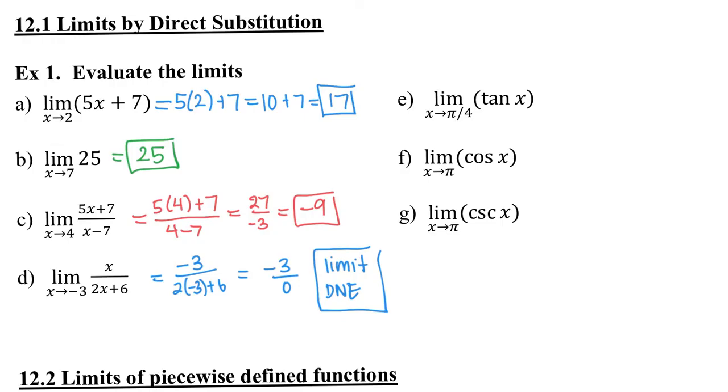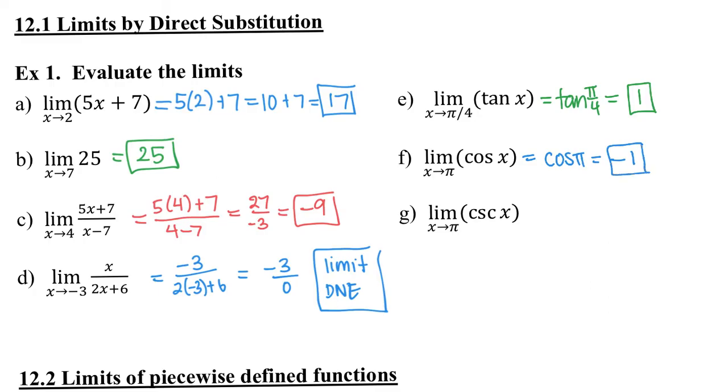Okay, the last three are the same. It just happens to have some trig functions. Okay, so I'm going to go ahead and plug in pi over 4. So the tangent of pi over 4 is root 2 over 2 over root 2 over 2, so the tangent is just 1. Limit as x approaches pi of cosine of x is going to be the cosine of pi. The cosine of pi is negative 1.